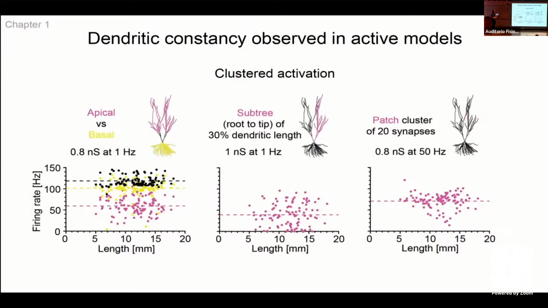And in all these cases, again, you can see for an input of 1 Hertz and synaptic strength of 0.8 nanosiemens here, 1 nanosiemens here in the middle. And here on the right, the input had to be quite strong with 50 Hertz because it was just a few synapses. In all those cases, the average behavior, the average firing rate is this.